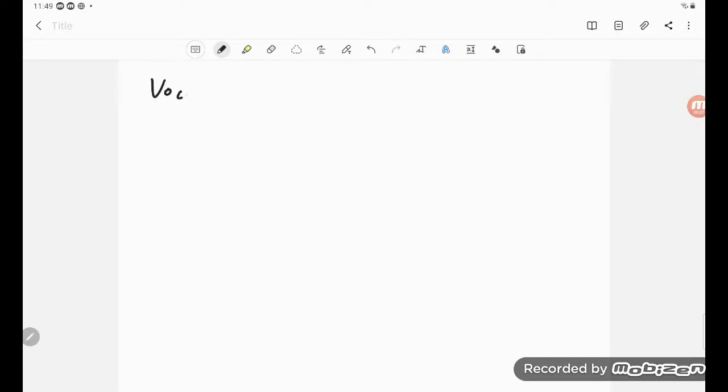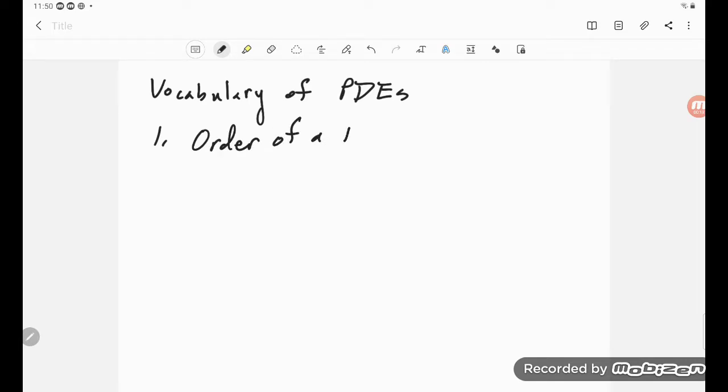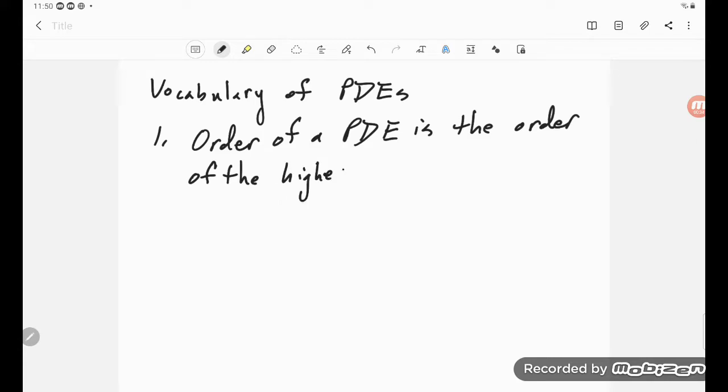Now we're going to look at some vocabulary of PDEs. This is in the text. So one, the order of a PDE is the order of the highest partial derivative. And this could also be mixed partials.